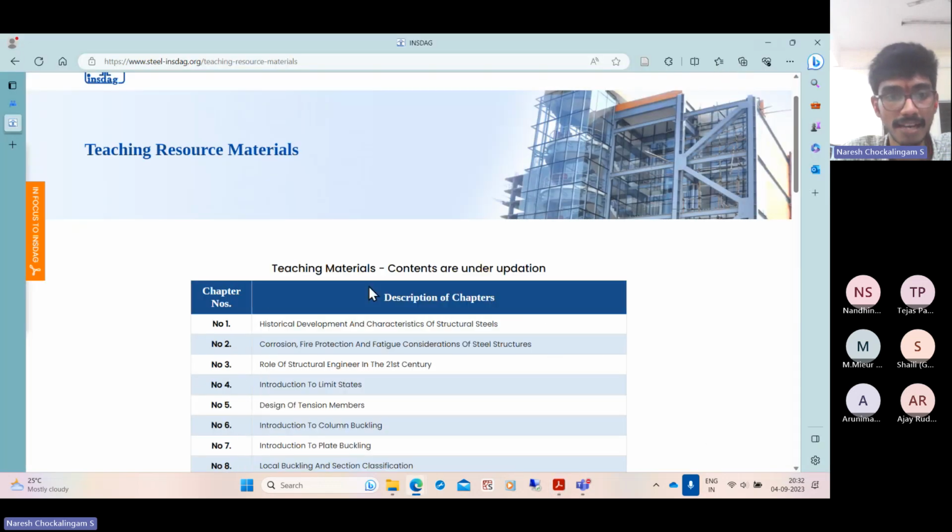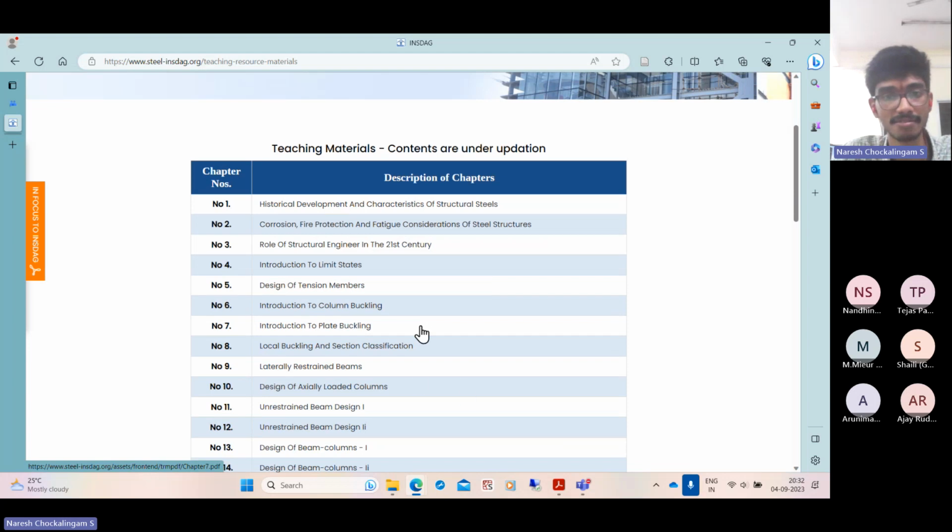You can go to this website and then click on whichever point you want to study. This is for entire steel structures. It is very good. The material is very good. You can go through this.